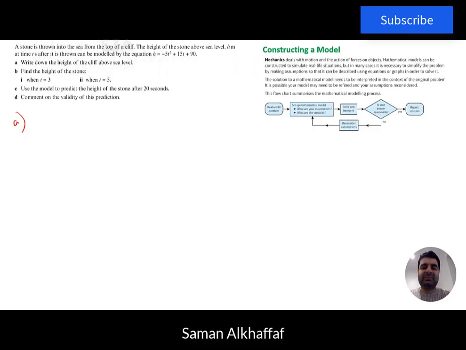So that means in this scenario, above sea level, t will equal 0. So we would have h equals minus 5 times 0 squared plus 15 by 0 plus 90. So this term will disappear and the 15 by 0 will disappear. So that will be 90 meters. And this will be our answer for part A.